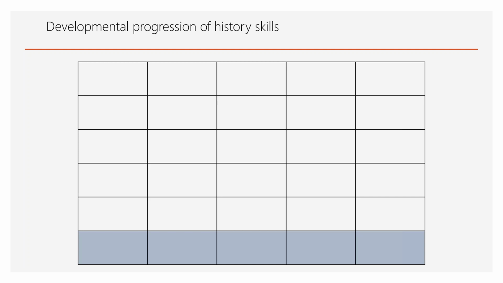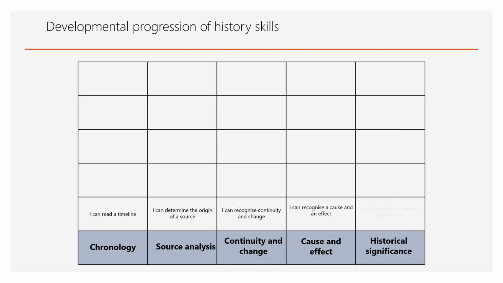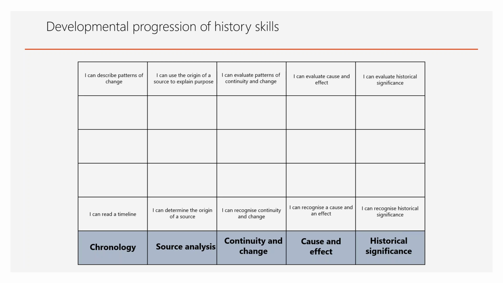So this is what underpins our entire book, and there's one of these for the geography skills as well. We looked at the 5 main skills that are in the Victorian curriculum: chronology, source analysis, continuity and change, cause and effect, and historical significance. And then we put here are the lowest level of skill for each of those, the lowest criteria for each of those skills. Here are the top ones, and then all of the ones in the middle.